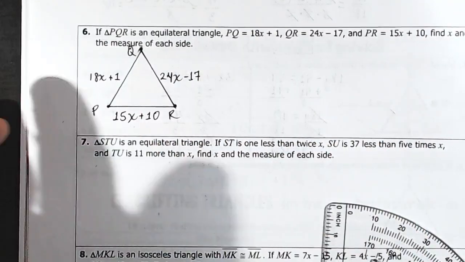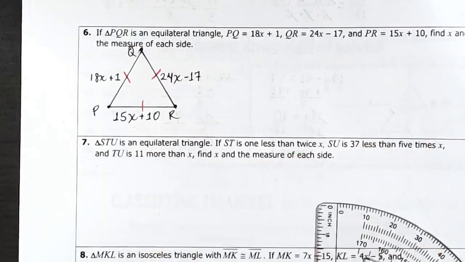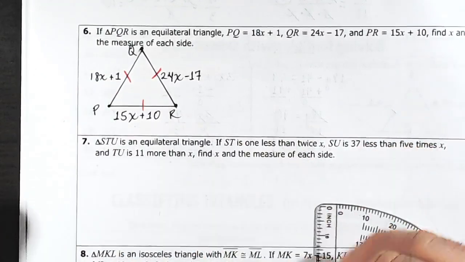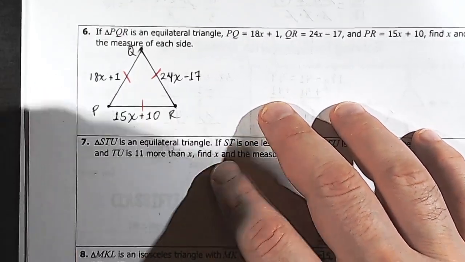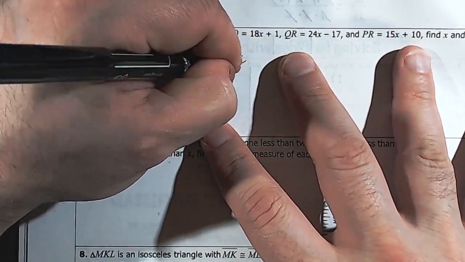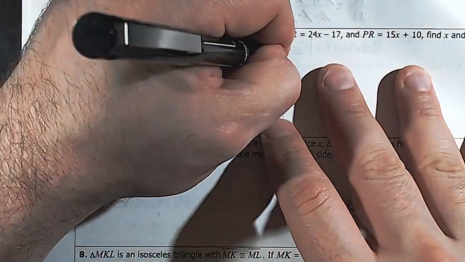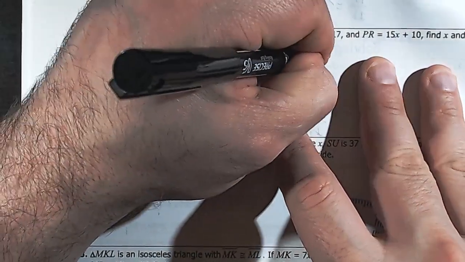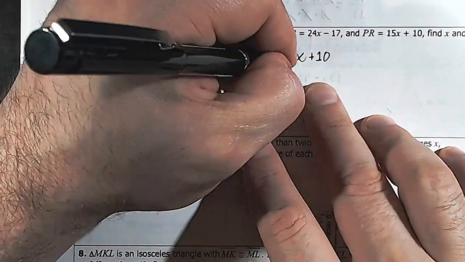Okay, because it's an equilateral triangle, all these are equal to one another. They're congruent. So I can just set two of the equations equal to one another and find x, and then plug x in. Once I find the length of one side, I know the length of all the sides. So let's just set 18x plus 1, trying to choose easier equations, equal to 15x plus 10. Right? And all I'm doing is solving for x first.